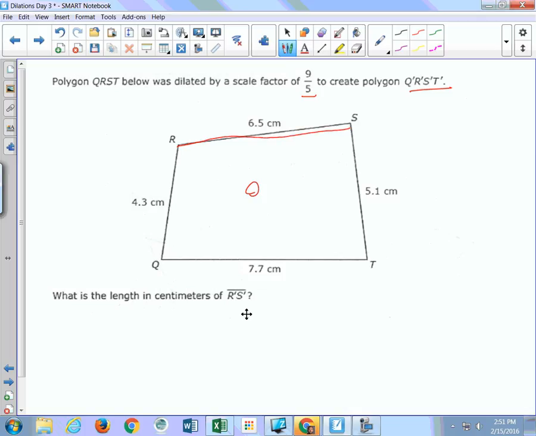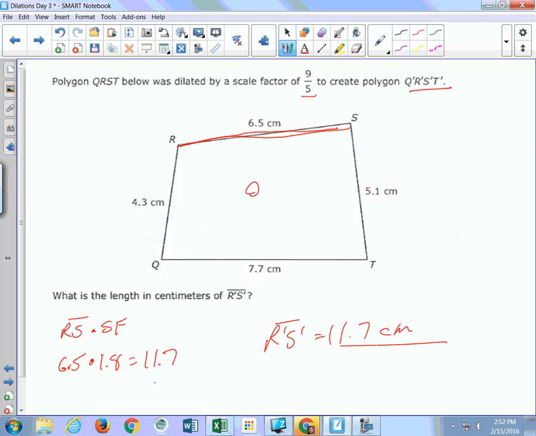So to find R'S', we're going to take RS and multiply it times our scale factor. So RS is 6.5. Times our scale factor, which is 9/5. 9/5 is 1.8. So we multiply that. You got that yet? Well, it is 11.7. So segment R'S' equals 11.7 centimeters. Okay. Any questions?